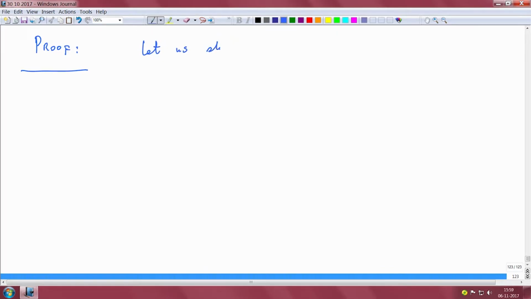Let us slightly deviate from step 4 of our previous theorem. If you recall step 4, I think we said the kernel integrates to 1 from minus pi to pi, that is the result. So, we will slightly deviate from that point.